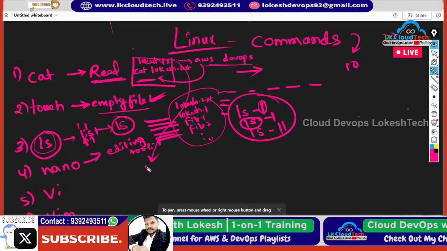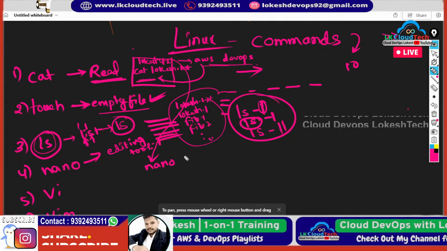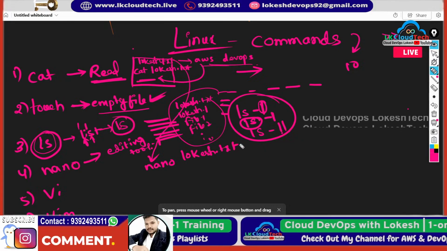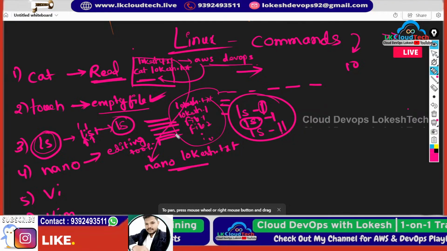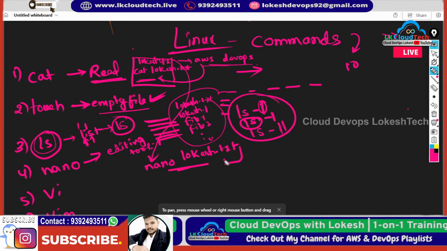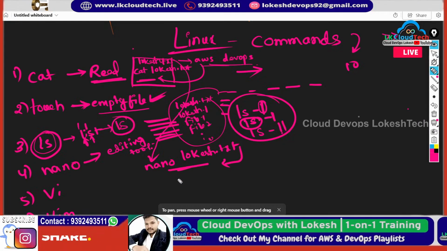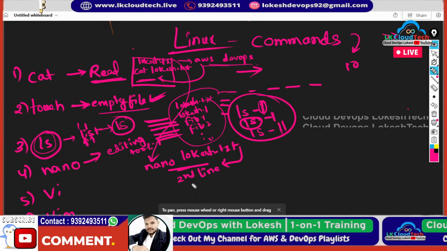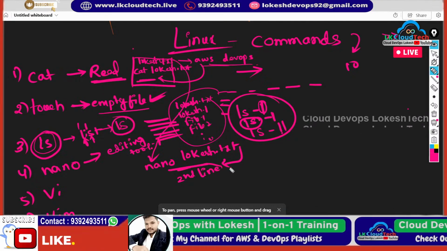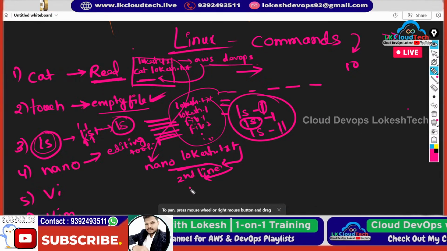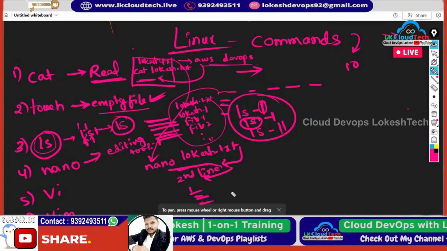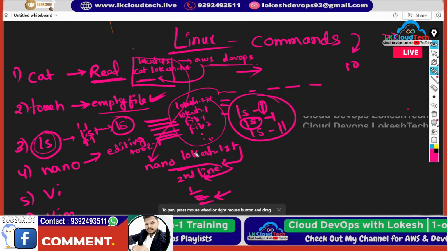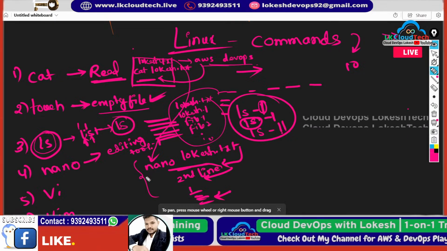Using nano lokesh.txt, I am able to open this file. I can also add another line, a second line. I can also delete lines. I can add more lines continuously like this. So you can do whatever you want using this nano.